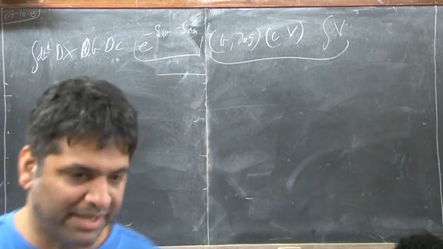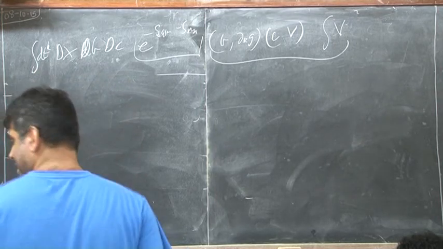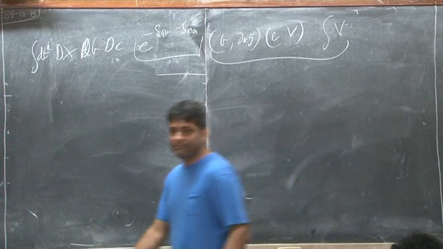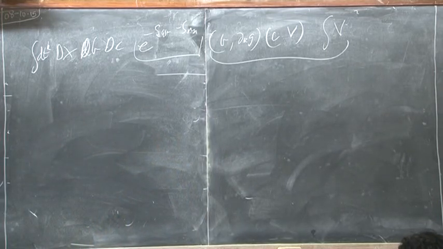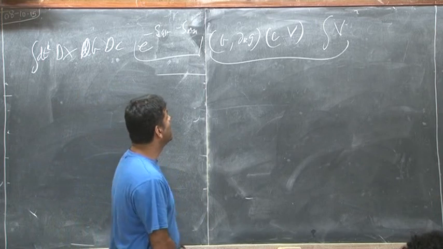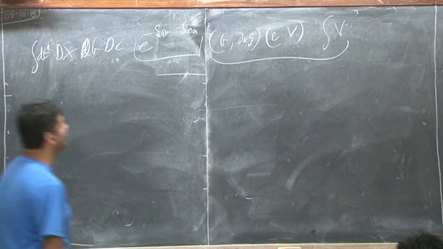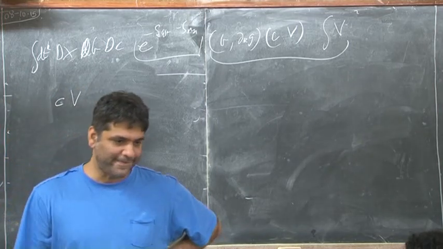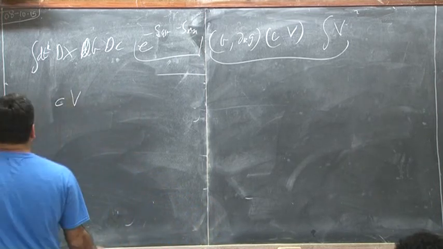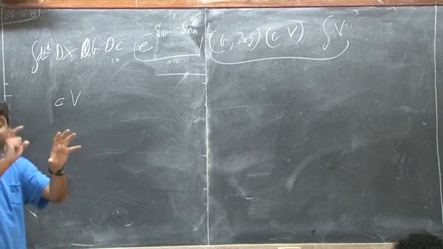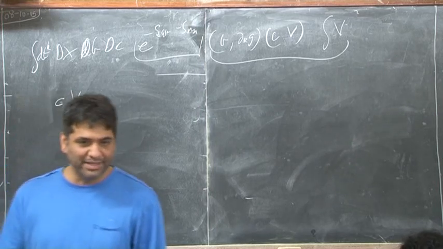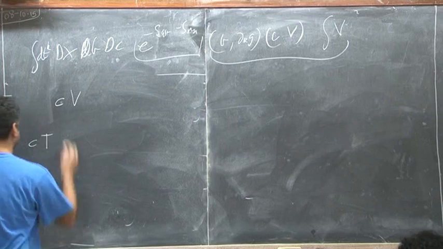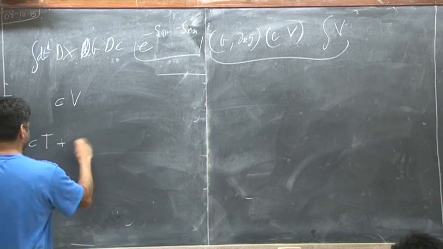Are the insertions all BRST invariant? Well, let's look at the insertions one by one. Let's first look at C times V. Now, in order to find the commutator with the BRST operator, what do we need to do? What's a good way of doing it? We want the OPE of the BRST current with it, c times the stress tensor plus the other stuff.